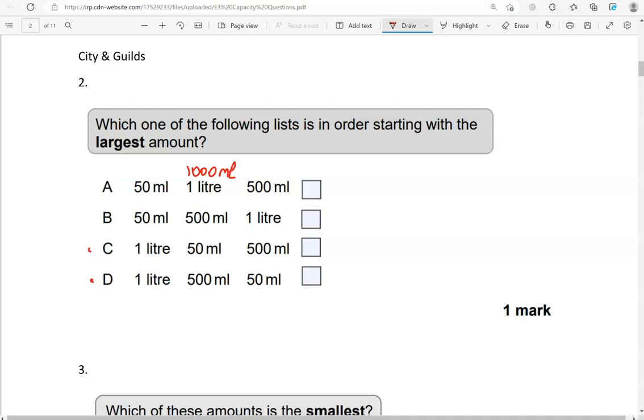Smaller than 1,000 is 500. So 500 should come after 1 litre. And then 50, which is the smallest. So D is the correct option.